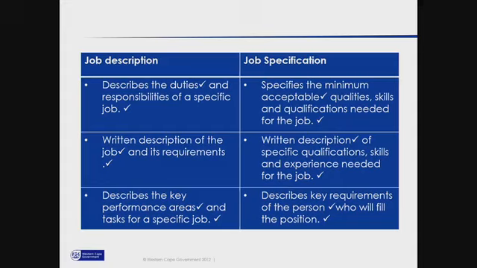So it's basically what you are going to be doing if you have that particular job, whereas the job specification, it specifies the minimum acceptable qualities or skills or qualifications that is needed for the job. So it's the minimum skills that you need in order to do the job. So this is your requirements as to what you need to have to be able to apply for that particular job. It's your skills, it's your qualities, it's your qualifications that you have. And this is also a written description of those specific qualifications.